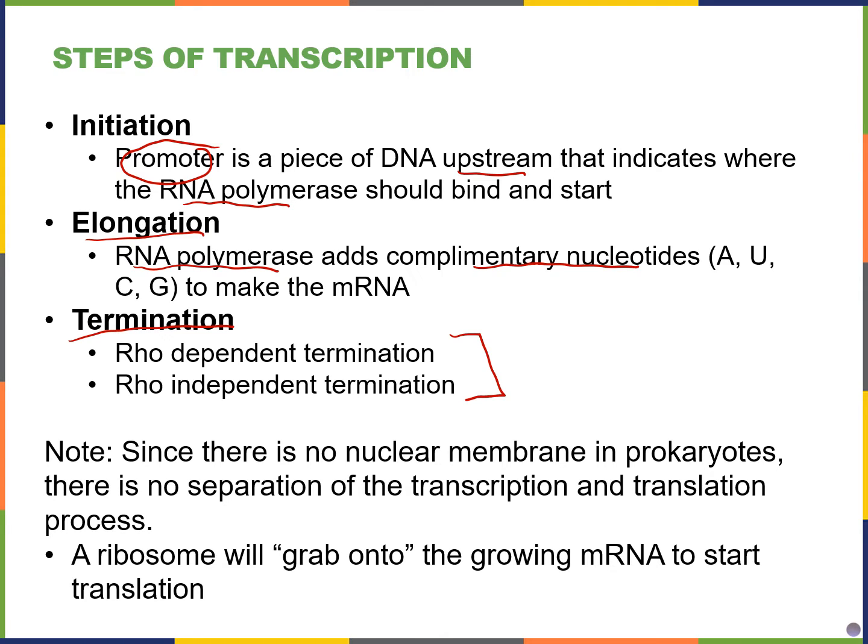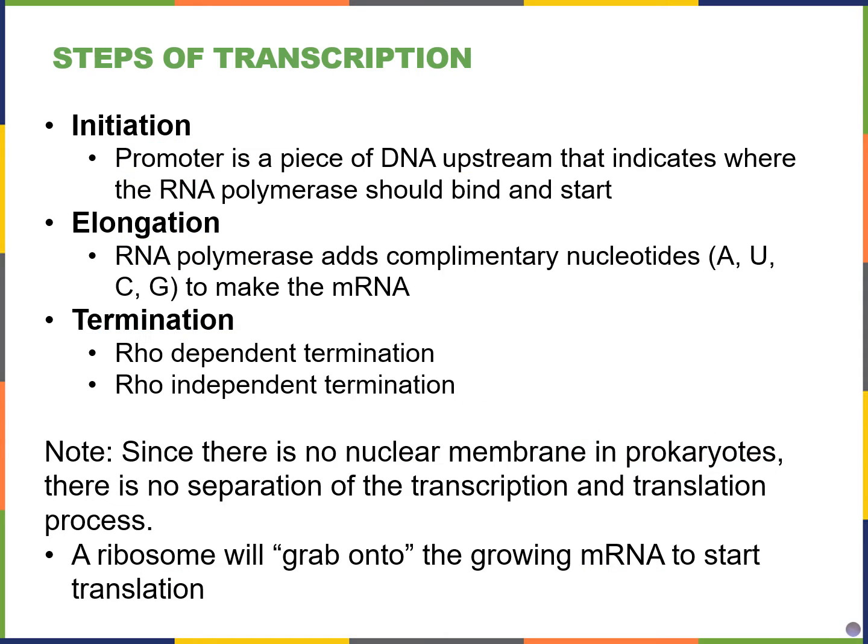When we think about differences in prokaryotes versus eukaryotes, remember in prokaryotes like bacteria, there's no nucleus, so there's no nuclear membrane. Everything is happening in the cytoplasm. So transcription occurs to make messenger RNA, and as soon as there's enough messenger RNA, translation can occur before you've even finished your messenger RNA. These can occur simultaneously. So that ribosome will grab onto the messenger RNA and start translating that into your polypeptide sequence.